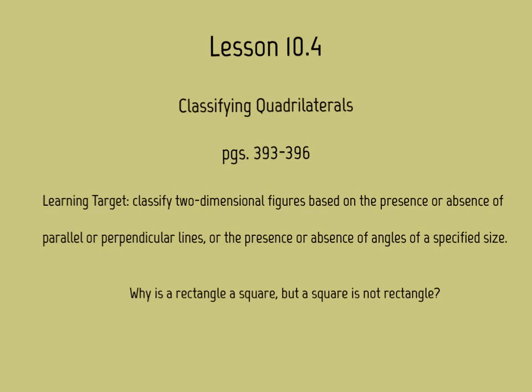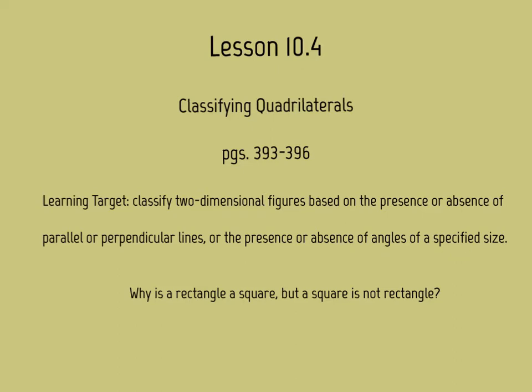Okay guys, today we're going to look at lesson 10.4 in your Big Ideas Go Math book. The title of the lesson is Classifying Quadrilaterals, and the page numbers are 393 to 396. Our learning target is to classify two-dimensional figures based on the presence or absence of parallel or perpendicular lines, or the presence or absence of angles of a particular size.